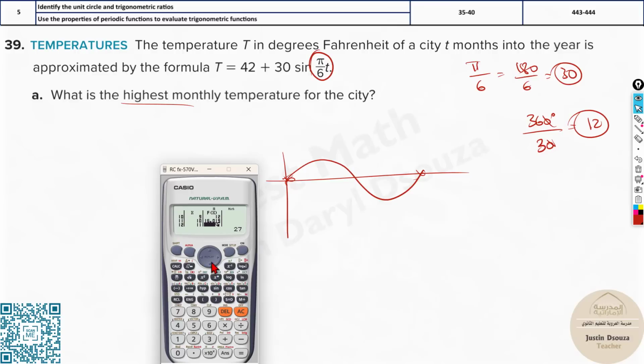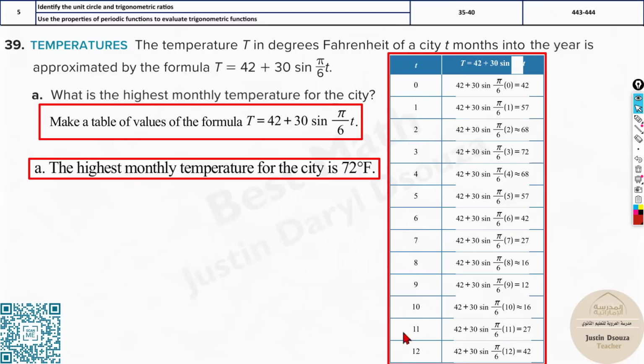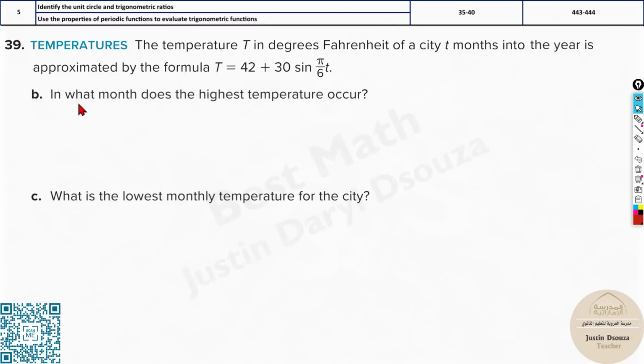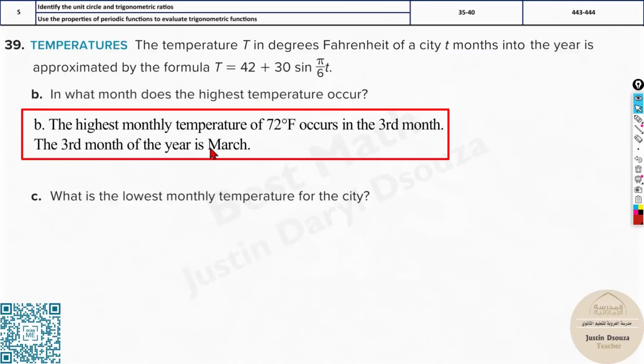What is the maximum value? I think 72 is the maximum. So the maximum temperature is 72 degrees. See, that's the same one over here. You need to do this for all the months. And then in what month does the highest temperature occur? They have already found out the maximum is 72 degrees. In which month? Month 3, that is March. Here it's March. And what's the lowest temperature?